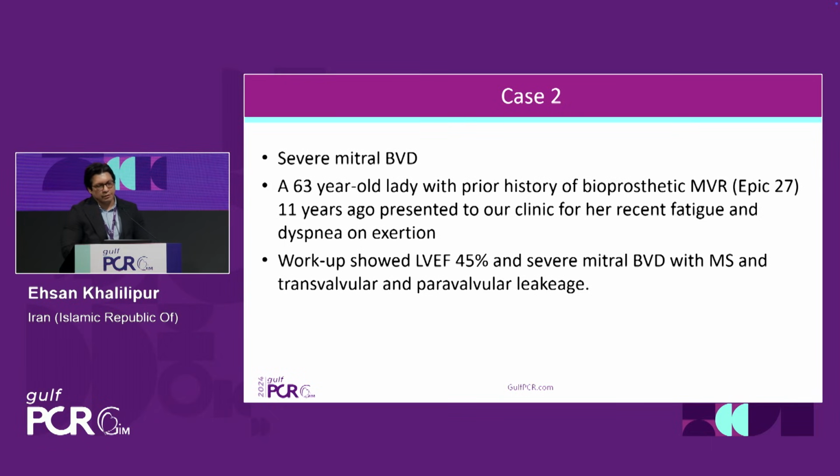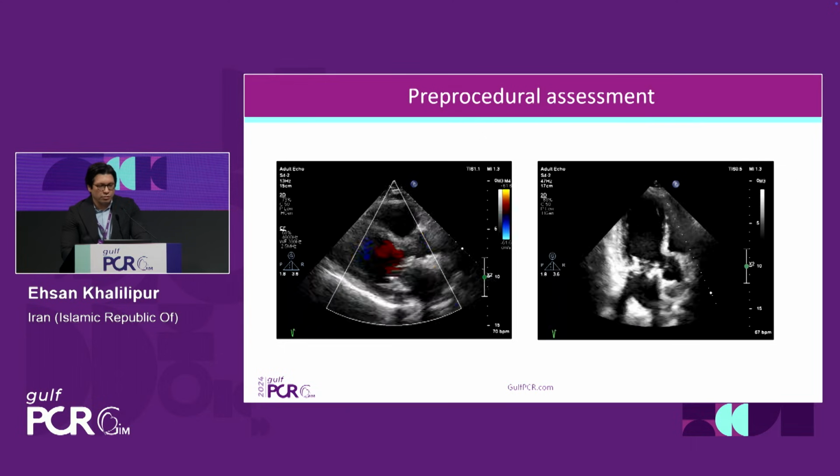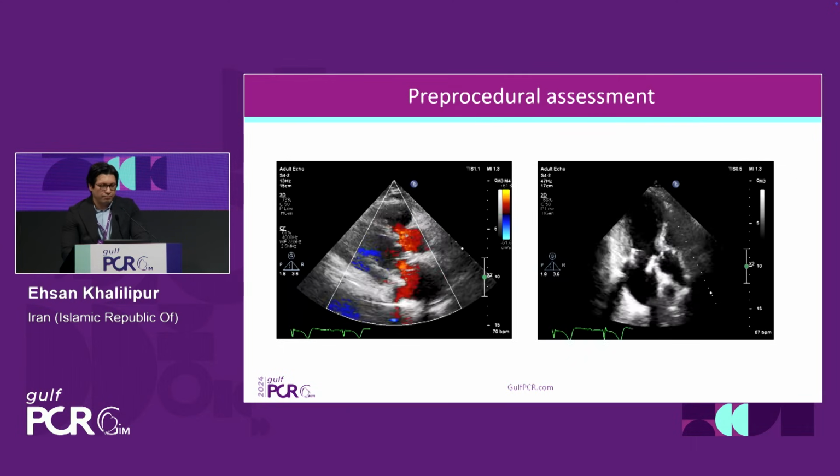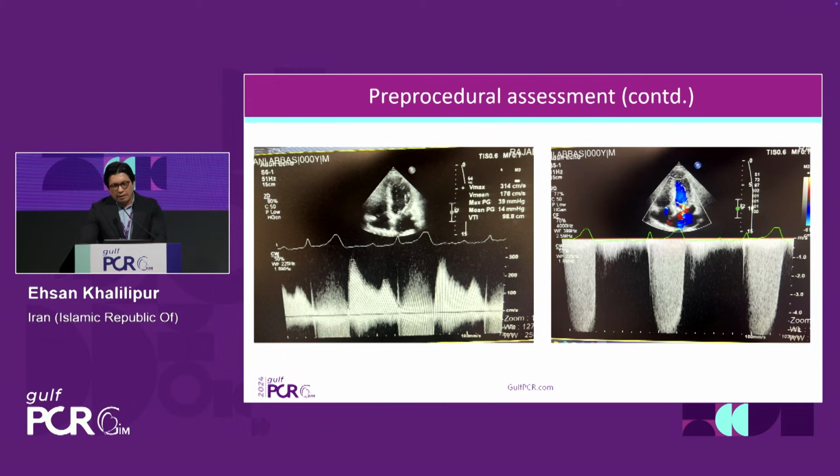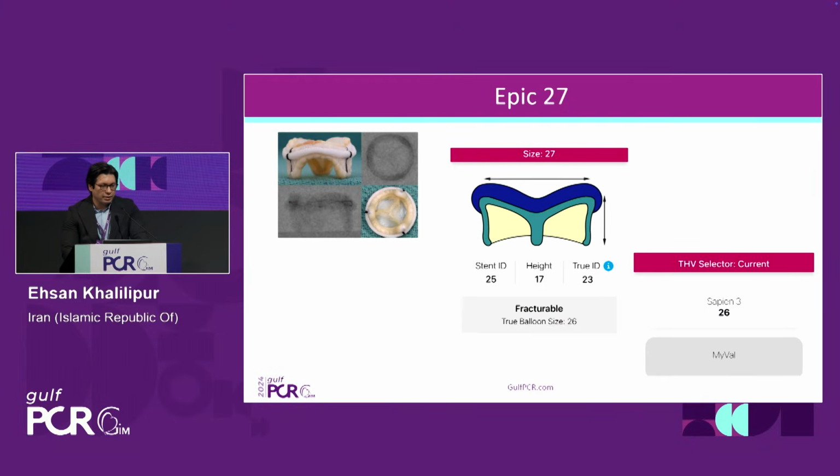The second case is a 63-year-old lady with a prior history of rheumatismal heart disease, who underwent bioprosthetic MVR 11 years ago with EPIC 27 and presented to clinic with recent symptoms. Assessment showed severe degenerative BVD and good space between the prior valve and the LVOT, and echo demonstrating increased gradient and severe transvalvular regurgitation. This is the data about this valve, which shows EPIC 27, a stent ID of 25, and suggested Myval or other balloon-expandable THV with size of 26.